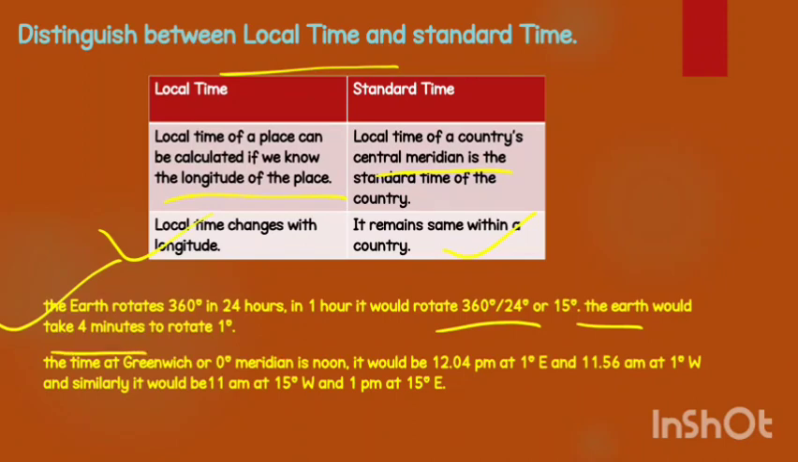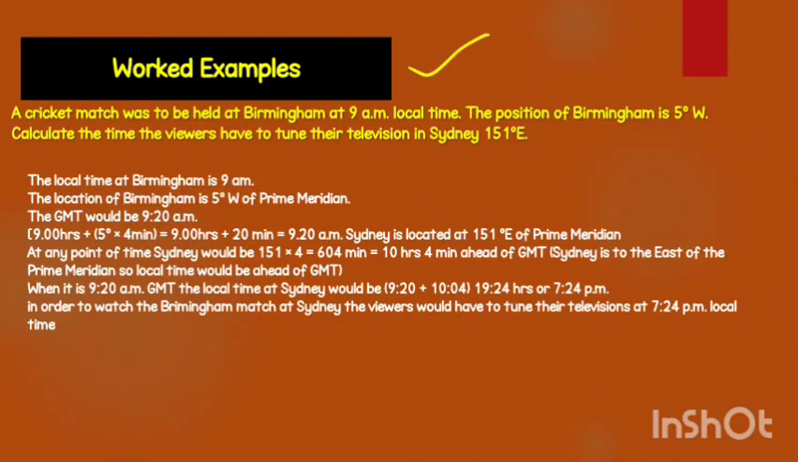Okay. So if Greenwich is at 0 degree, and the time at Greenwich is 12 p.m., it would be 12:04 p.m. at 1 degree east. And 1 degree west, the time would be 11:56. Similarly, it is 11 p.m. at 15 degree west and 1 p.m. at 15 degree east. Now we will try to solve some mathematical calculations with the help of the concept that I already discussed. Okay, so let's start.